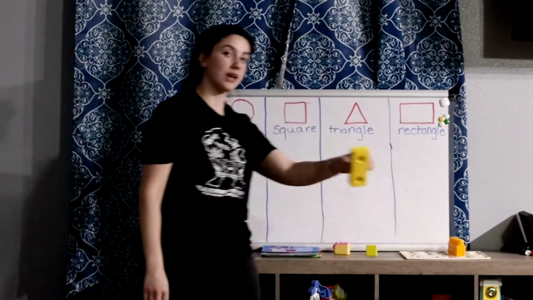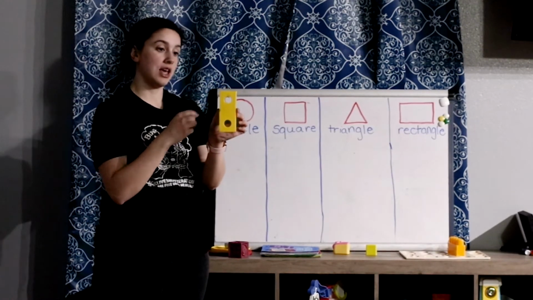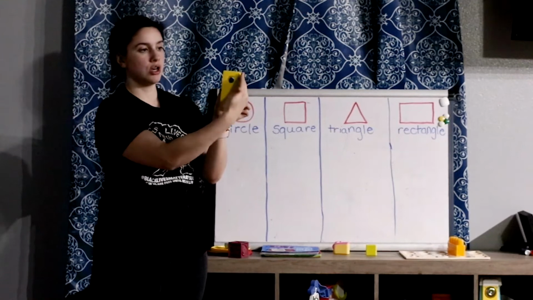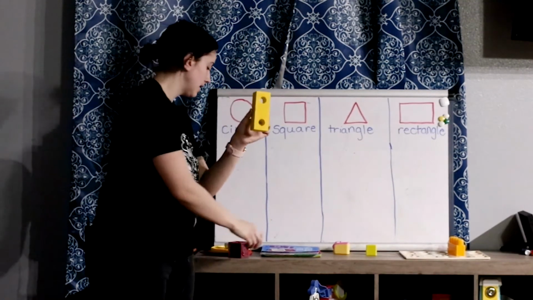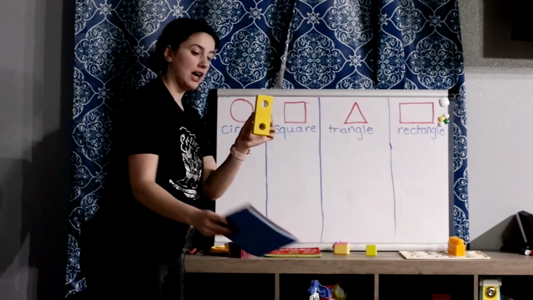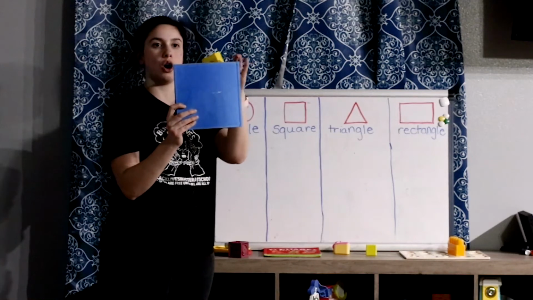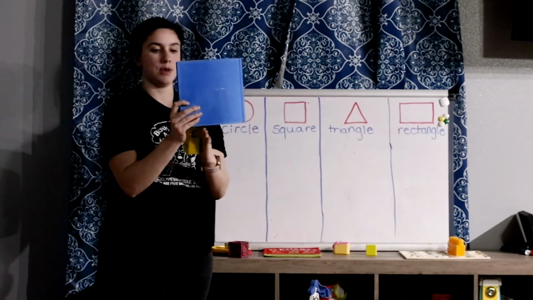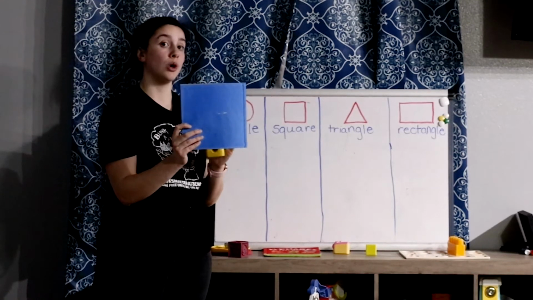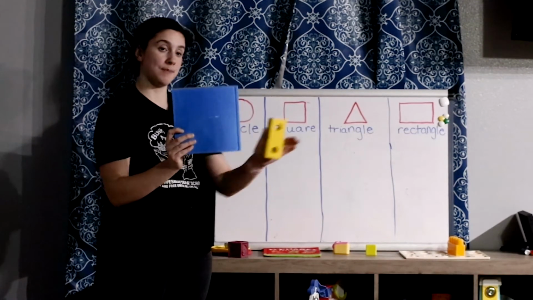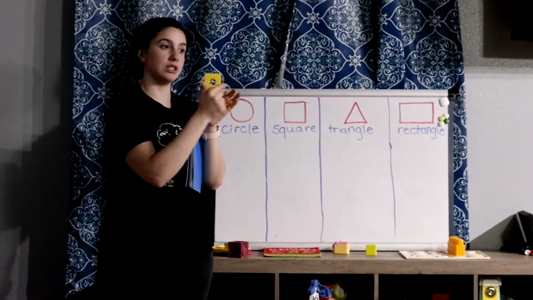So let's look at a rectangle. Here's an example of a rectangle I found in my house. It has 2 long sides and 2 short sides. Let's look at a square. See the difference? A square has all the same length sides. No short sides and no long sides. All the same. This one, 2 short sides and 2 long sides.